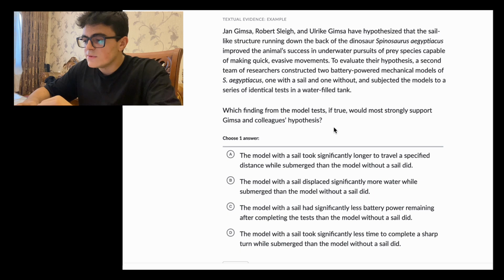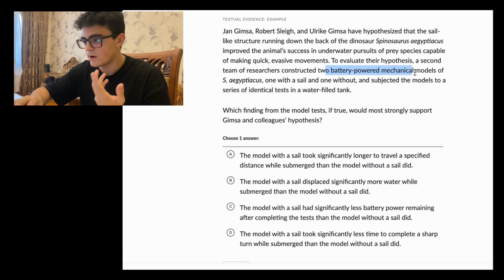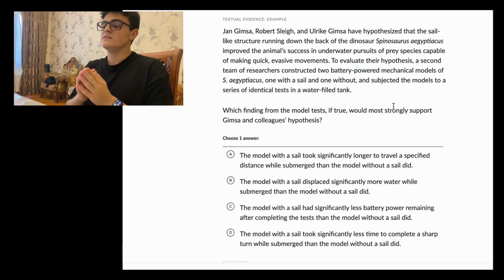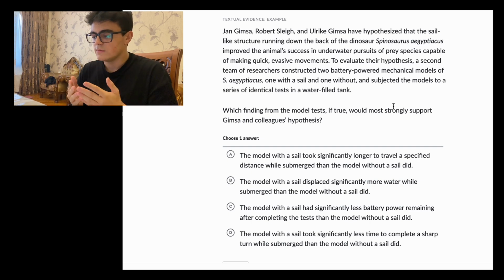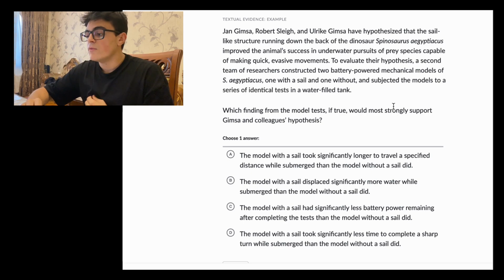So what's about Gibbs and colleagues' hypothesis? The dinosaur Spinosaurus aegyptiacus's sail improved the animal's success in underwater pursuit of prey species capable of making quick, evasive movements. This dinosaur's sail-like structure makes it very quick, and that's why I think they made 2 battery-powered mechanical models of this dinosaur, one with a sail, and these 2 models were tested in that situation. So we just need to look at the answers and find the one that supports their hypothesis.